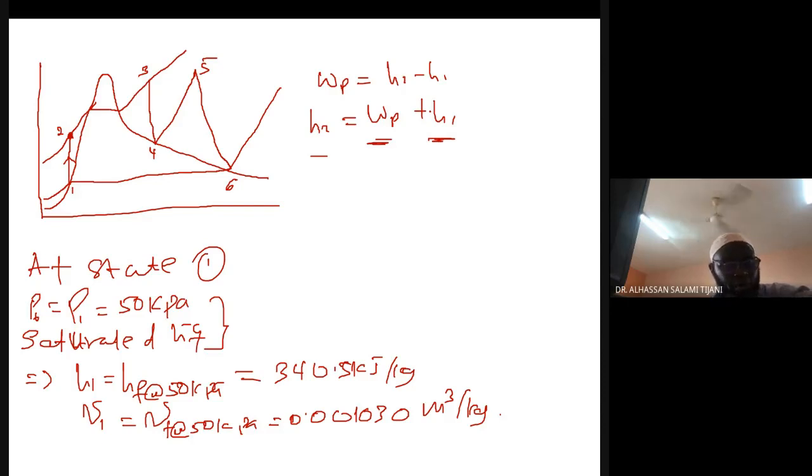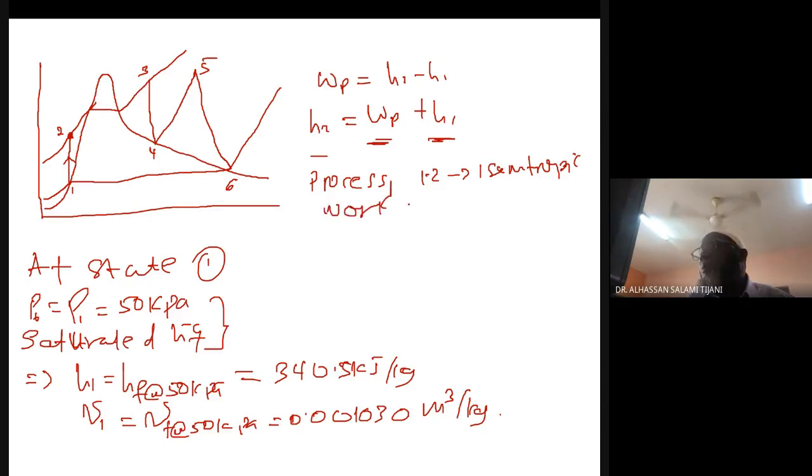Maybe we should just do that and then finish with state 2, and next time we will move to state 3. So we can say that process 1 to 2 is isentropic compression, isentropic work in the pump.